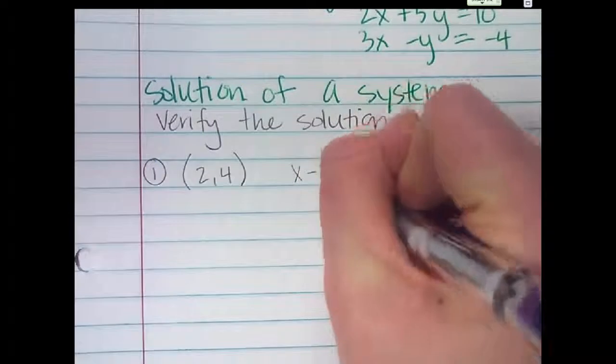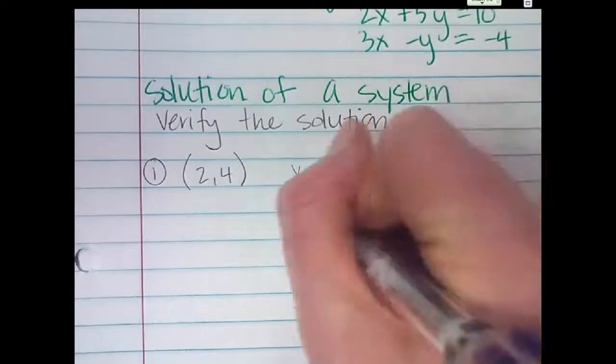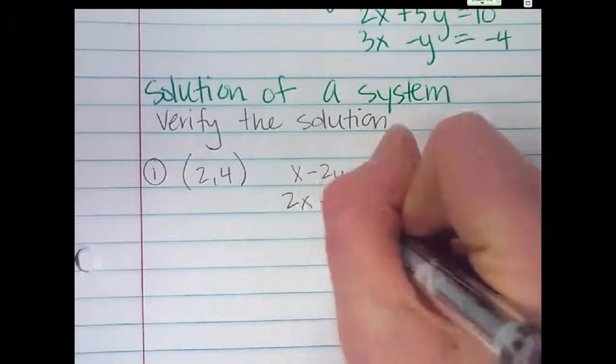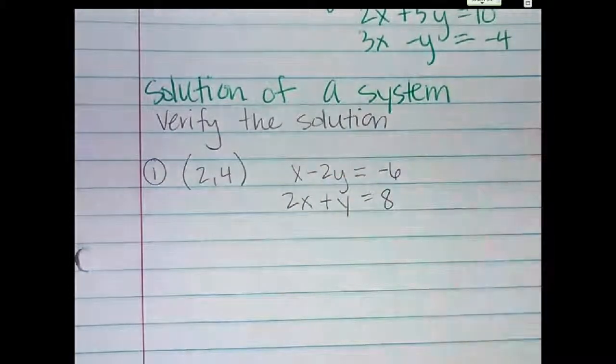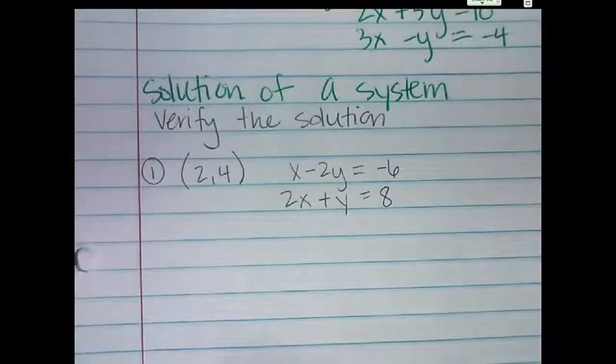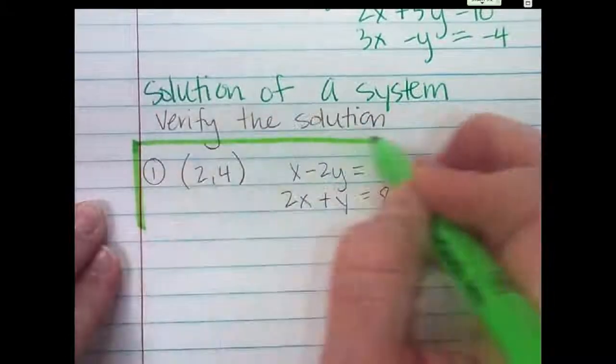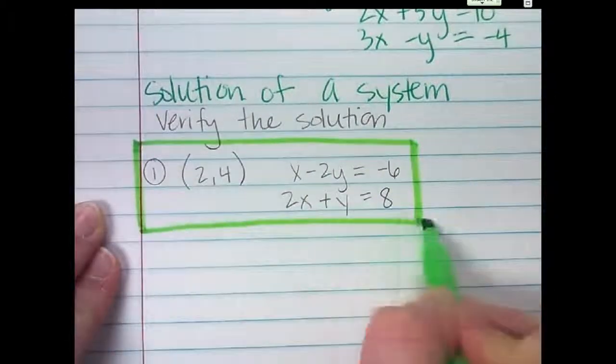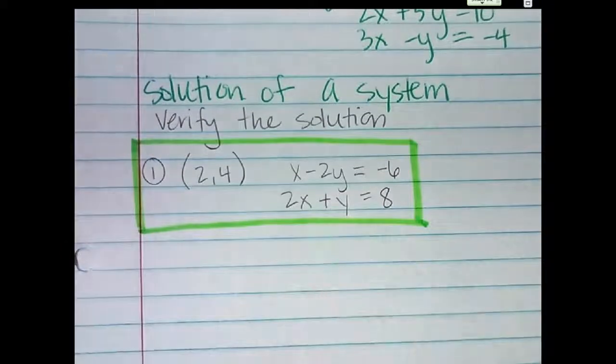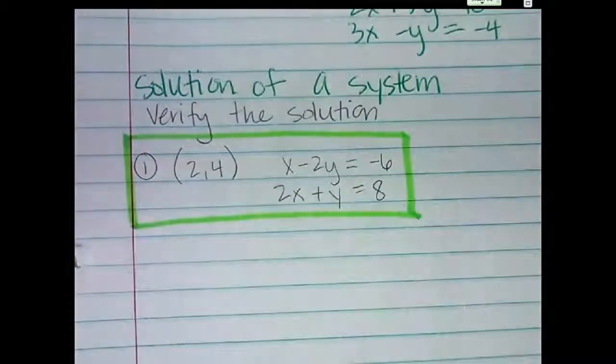x minus 2y equals -6, 2x plus y equals 8. So I'm going to box that so you know what you're given. So they're saying that here's your system of equations. They want to know, is that coordinate point a solution of the two equations? So how would you determine that? Plug it in, that's it.